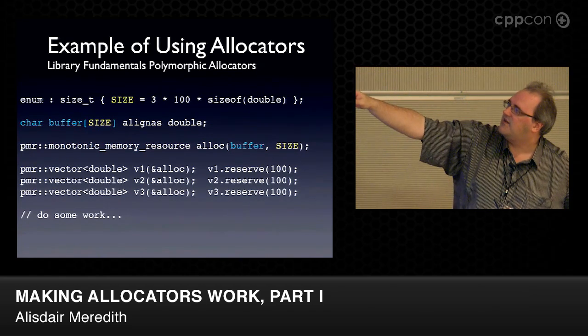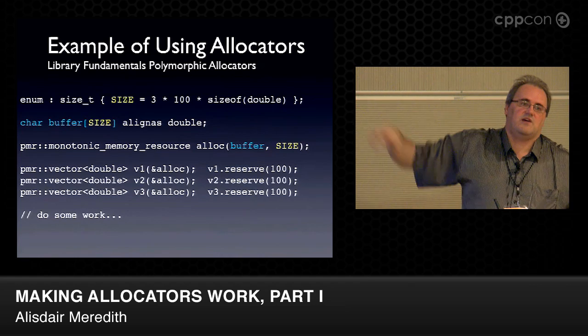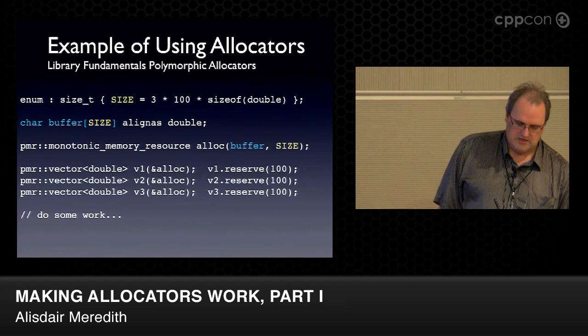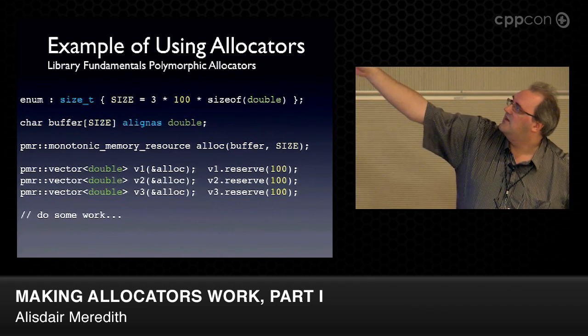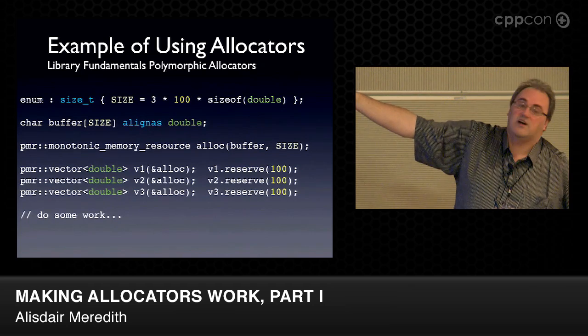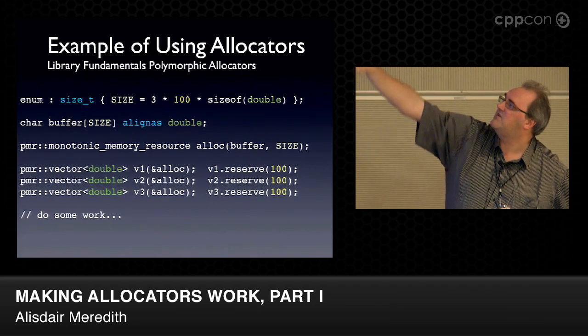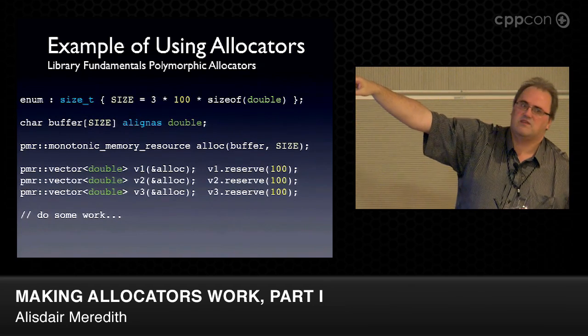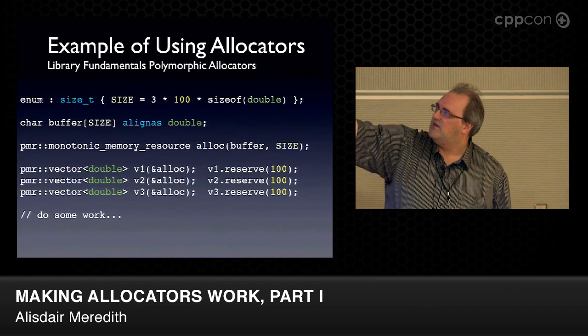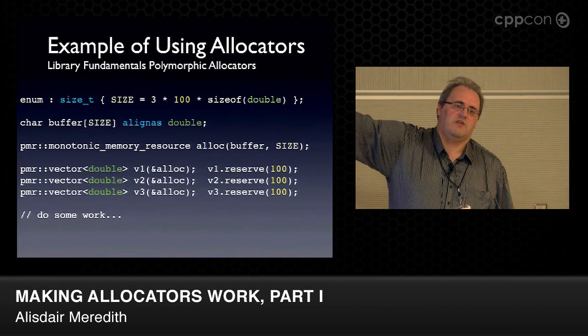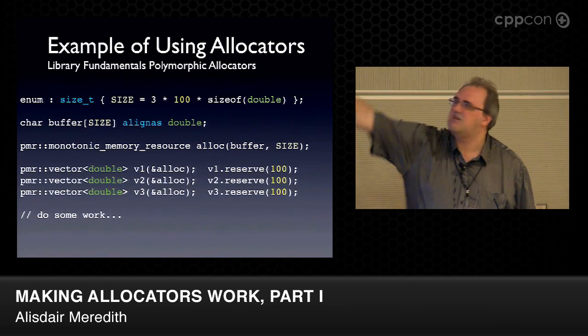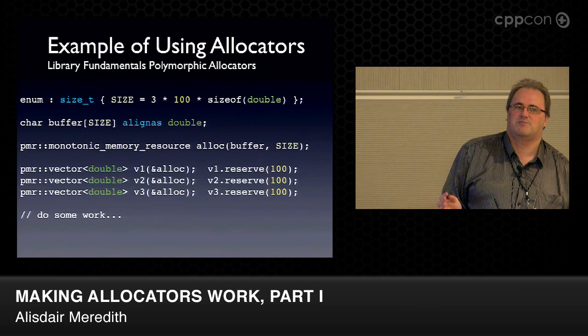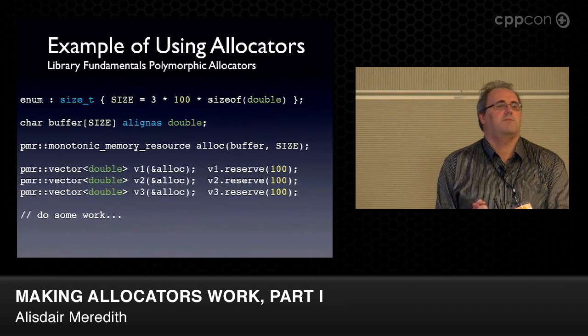We pass it a character buffer of the appropriate size that we're going to use. The size we compute as being, we're going to have 3 vectors with 100 doubles in each, so we compute it as 3 times size of a double using the CppCon2014 new type enum, so I can tell the enum that it's got an underlying size t. That's mostly just being cute, showing the CppCon2014 syntax.